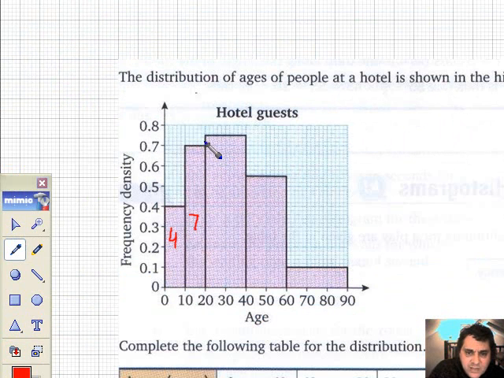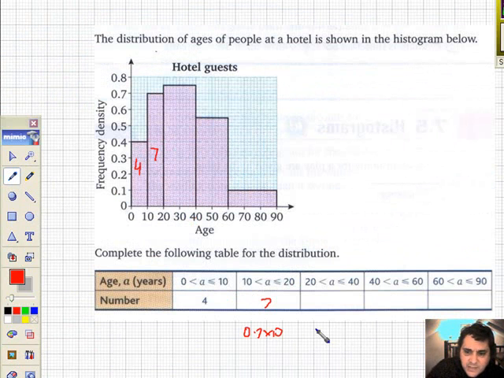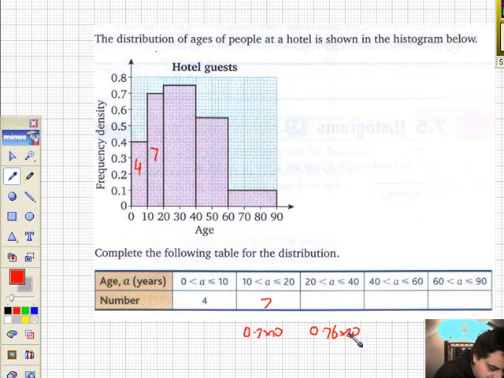Next one we got 0. Oh, it's very hard to see that, so 0.76 times 20, that gives us 15.2 guests. Well, we're going to call that 15, aren't we? It's 15 people there, you can't have 0.2 of a guest, that would be terrible. Just check that right. Yeah, I'm happy with that, 0.76 for sure.